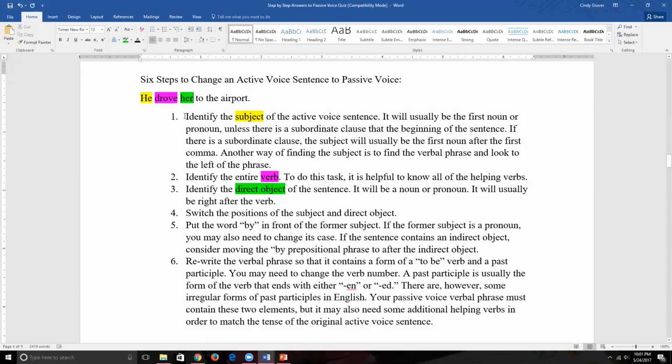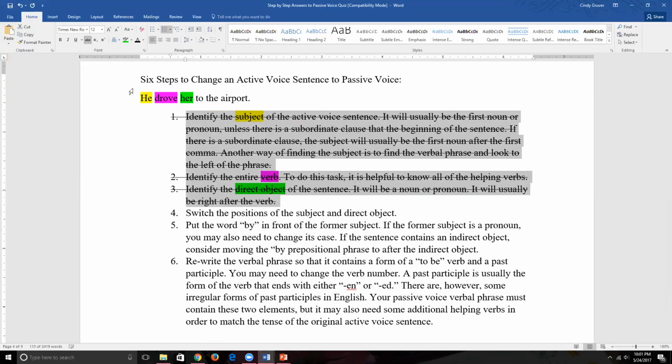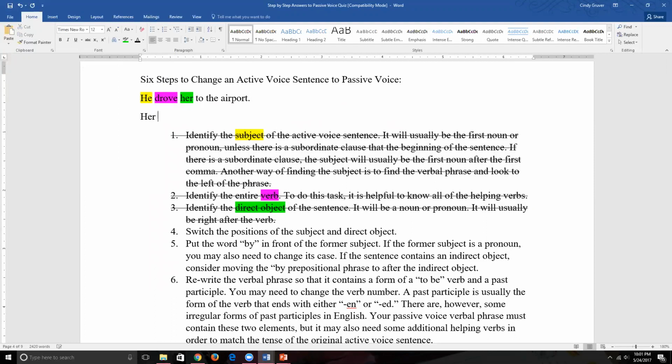Okay, so we've done parts 1, 2, and 3, and now we're going to switch the position. So we're going to say, her drove he to the airport. So her is our green word. Drove is in its same position as the verb, and he is our yellow word. So we've completed that task. Now we're ready for number 4.